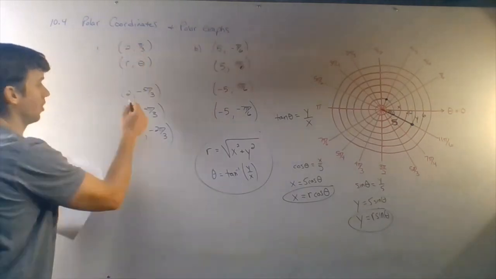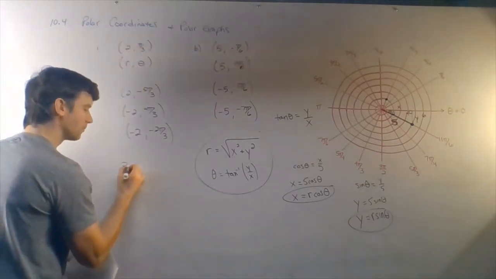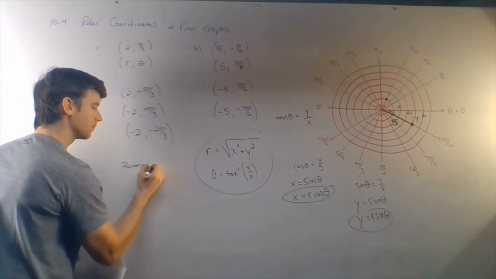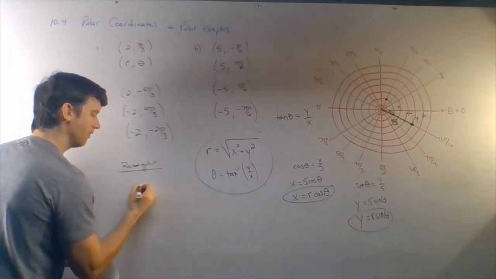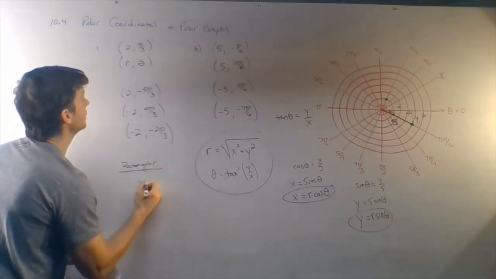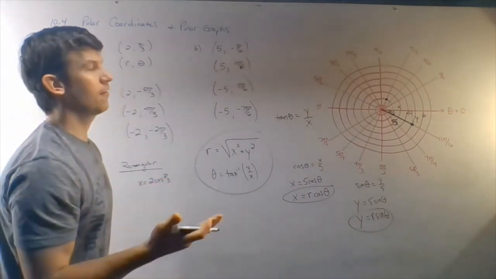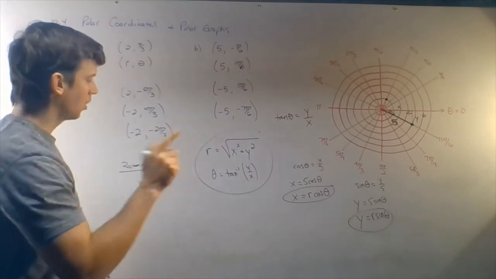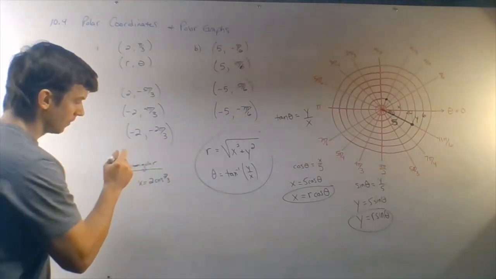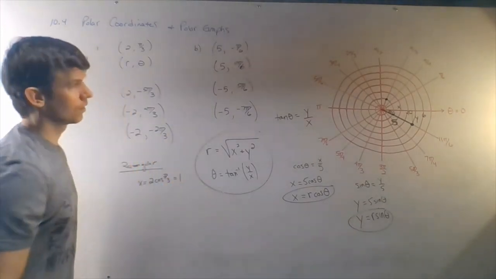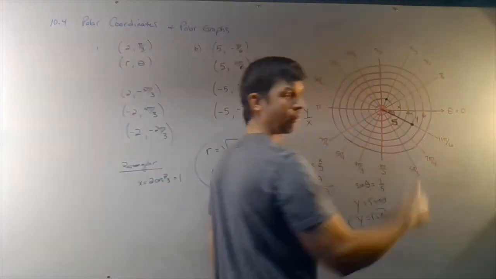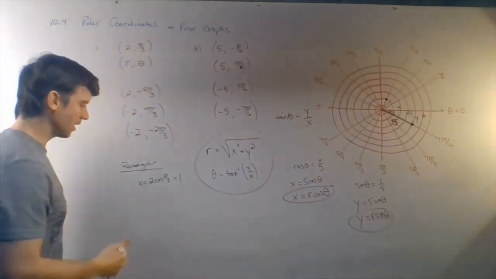So I know that this one, if I want it in rectangular, I'm going to have my x is 2 cosine of pi over 3. Cosine of pi over 3, we can do this, right? Unit circle. Cosine of pi over 3 is 1/2 times 2 is 1. Okay, so think about that. That looks probably over 1 unit. That makes kind of sense.